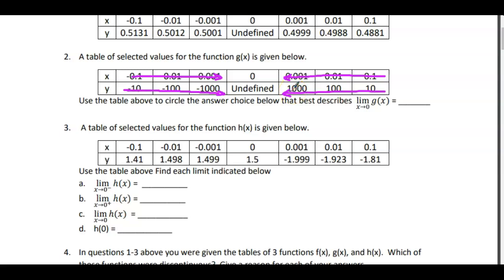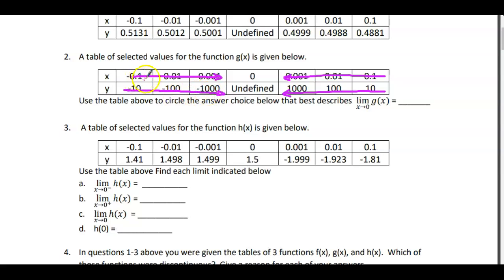But when the limit doesn't exist, sometimes you can write infinity, sometimes you can write negative infinity, or sometimes it's just a jump discontinuity. And here's what I want you guys to understand here. Look at these numbers. I don't want you guys to think the limit from the left is negative 1,000, because it's not.